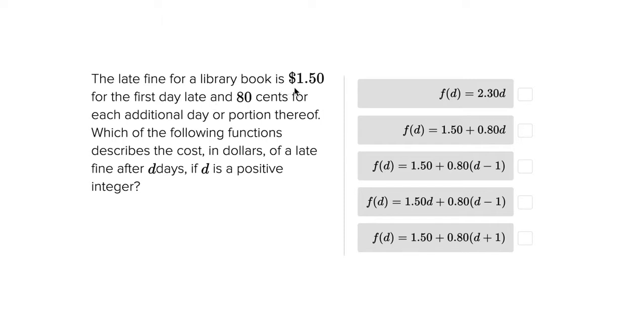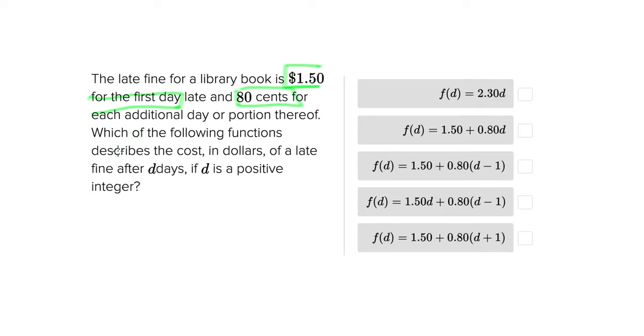We're told that you are going to be charged $1.50 for the first day that a book is late, and then for every consecutive day, you're only going to be charged 80 cents. So your function should account for day 1 to be only 150, day 2 to be 150 plus 80, day 3 to be 150 plus 80 plus 80, etc., etc.